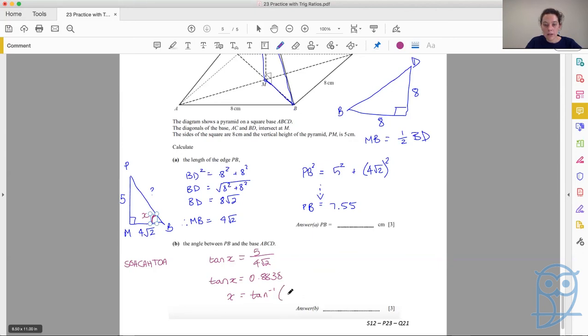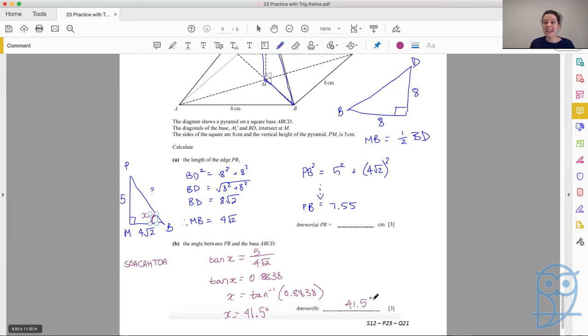Tan to the minus 1 of 0.8838. So you can do tan to the minus 1 and then you can press answer. So it pulls in that answer for your division and keeps it absolutely exact. And then x equals 41.5 degrees. Okay, angles in degrees to 1 decimal place. So our answer here would be 41.5 degrees.